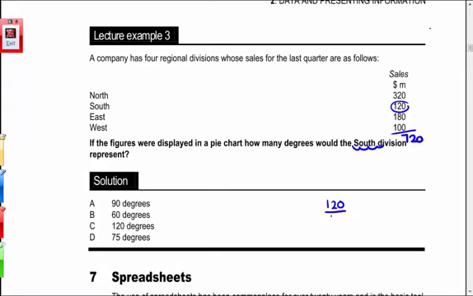720 million. So that's just over 16%, but we need not to give it as a percentage, but to give it as a number of degrees. So we have to multiply it by 360, because there are 360 degrees in a circle. So that would be represented by 60 degrees, which is answer B.